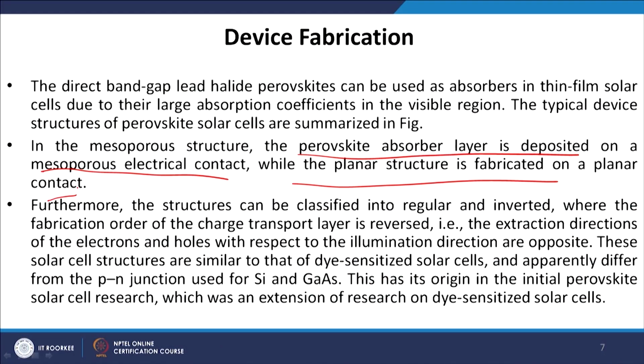If we make a mesoporous TiO2 structure by heating the titanium dioxide in pH 3 acetic acid solution after making the film at 450 degrees Celsius, we can make a mesoporous TiO2 layer. And if we use this mesoporous TiO2 layer as an electrical contact, then the resultant device will be a mesoporous photovoltaic device. Similarly, the planar structure is fabricated on a planar contact. So, if we do not want to make a corrugated porous structure, if we just have a planar TiO2 layer, then we will have a planar photovoltaic device.